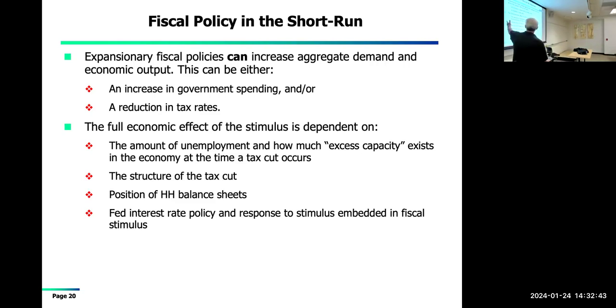So things matter. The structure of the tax cut matters. Position of household balance sheet matters. Fed interest rate policy and response system. All of these things matter. This is why one of my fields in graduate school is macroeconomics, because all this interesting stuff flows through these issues. Yes.